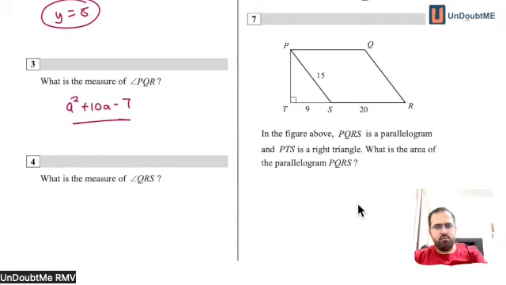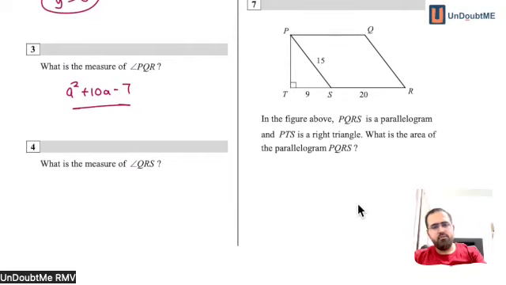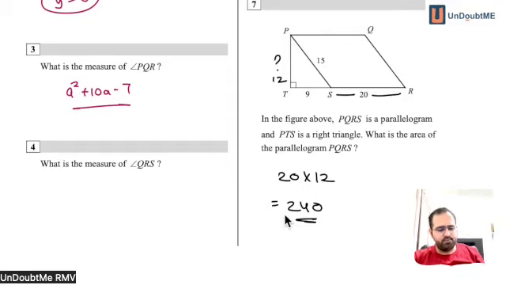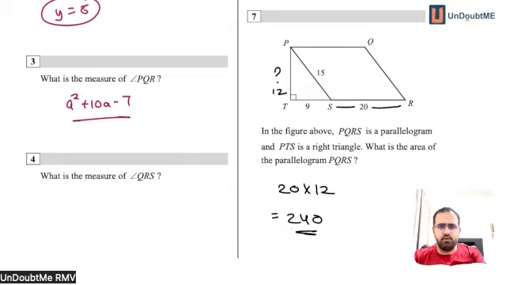What's the question about? Formula for area of parallelogram? Base into height. So base will be 20. To get the height, you have to use Pythagoras theorem. So 15 squared minus 9 squared. So 225 minus 81, so 12. Okay. So base is 20, height is 12. It will be 240. Not 40.